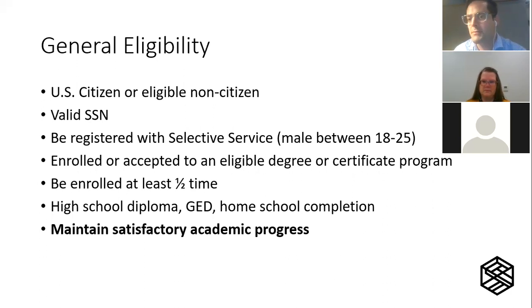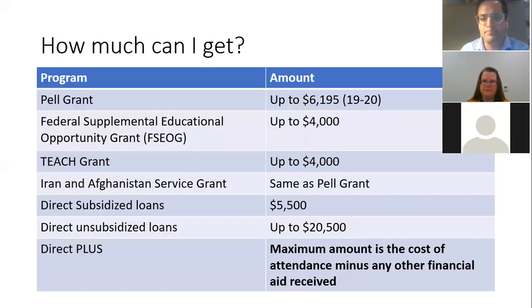You also have to have some type of high school diploma or equivalent, whether that be GED or homeschool completion. And then you have to be enrolled a specific time, half time in this case, and that would be defined by the school and your program, what that looks like.